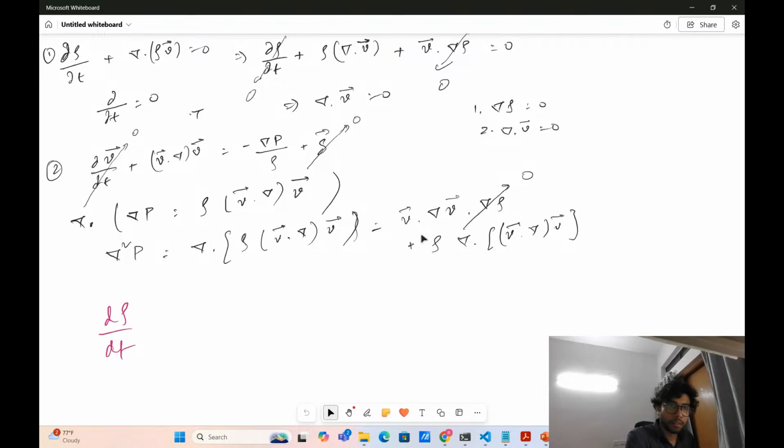Sorry, del V. So I'm writing this equation. This is d, okay, so that means it will take care of both of the first two terms. So this is del p by rho plus del phi, right?